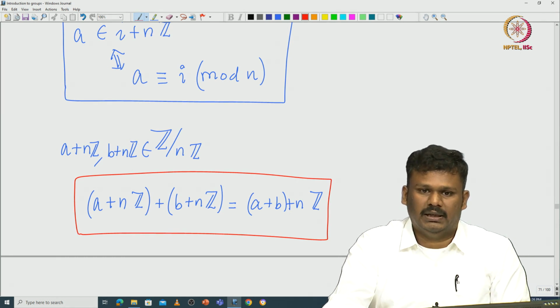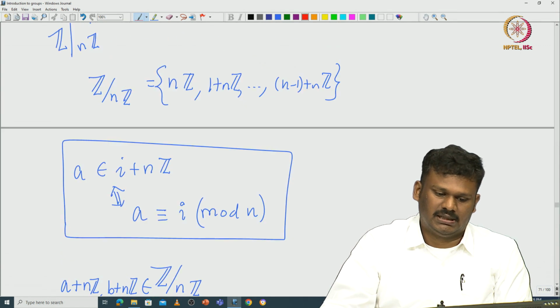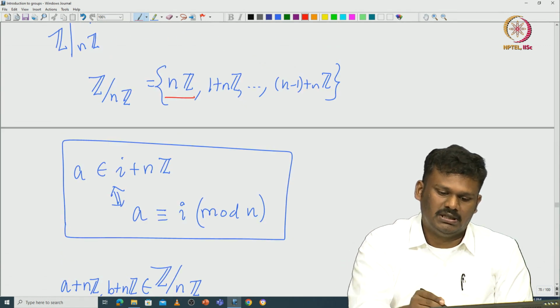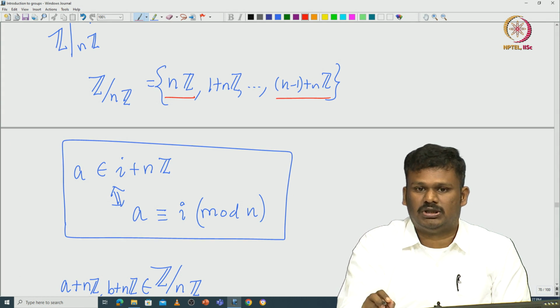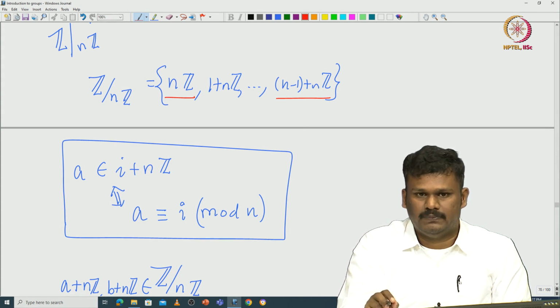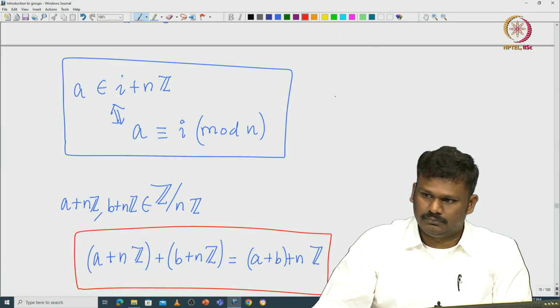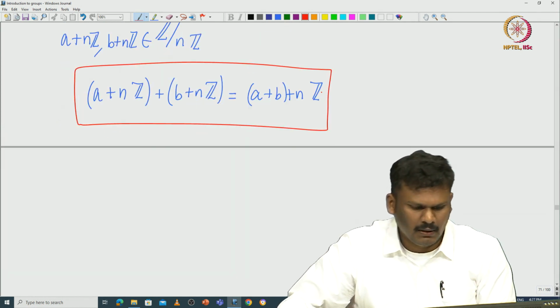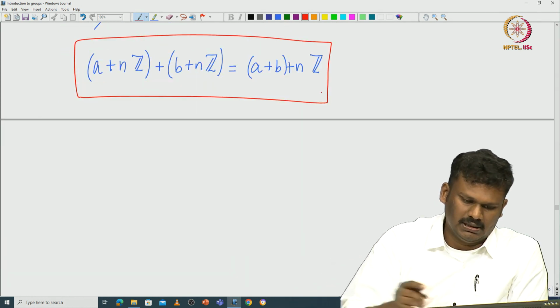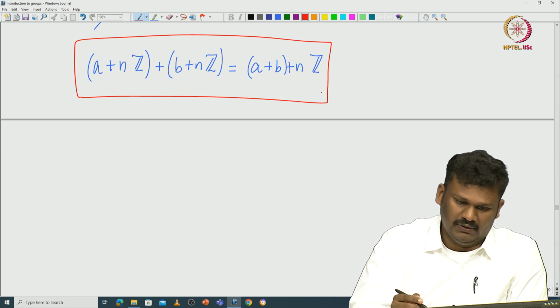And of course, you may wonder, the way we wrote the sets, it starts with 0 plus nZ and goes up to n minus 1 plus nZ. So, what if I add, for example, if I take n to be 2 and then add 1 plus 2Z and 1 plus 2Z, then that becomes 2 plus 2Z. But you can easily see that 2 plus 2Z is the same as 2Z. This is where addition modulo 2 comes. Okay.